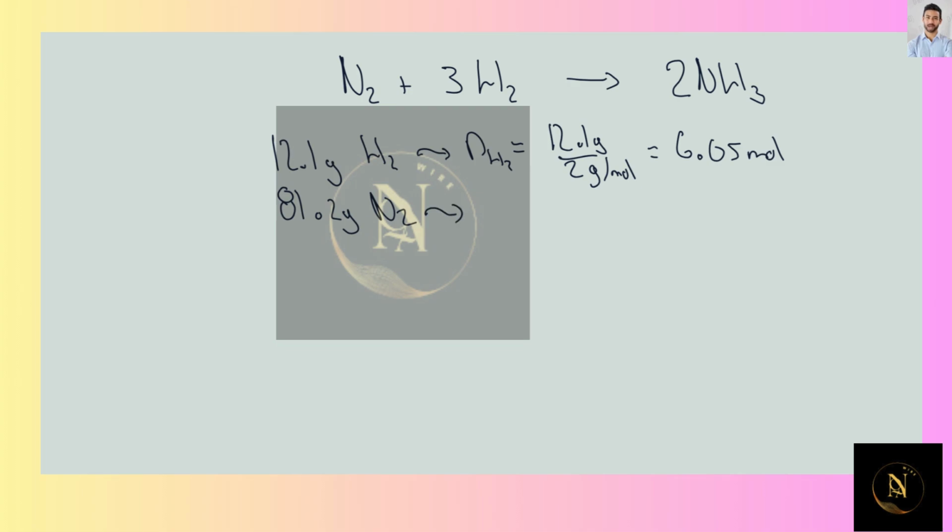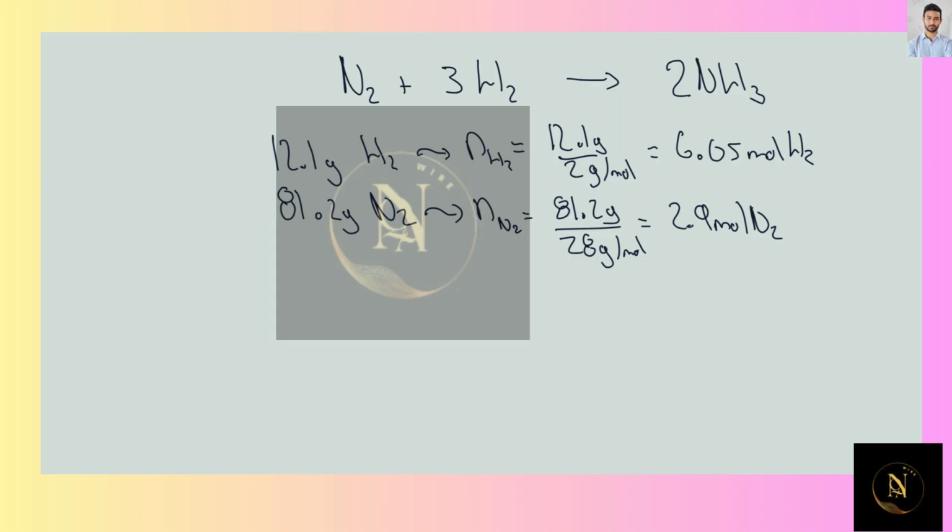And in the case of nitrogen, the amount of mole of N2 is going to be equal to 81.2 grams divided by 28 grams per mole, giving us 2.9 mole. Now, employing the stoichiometric relationships, what we can know is how much of each of the compounds is going to react with the other reagents.